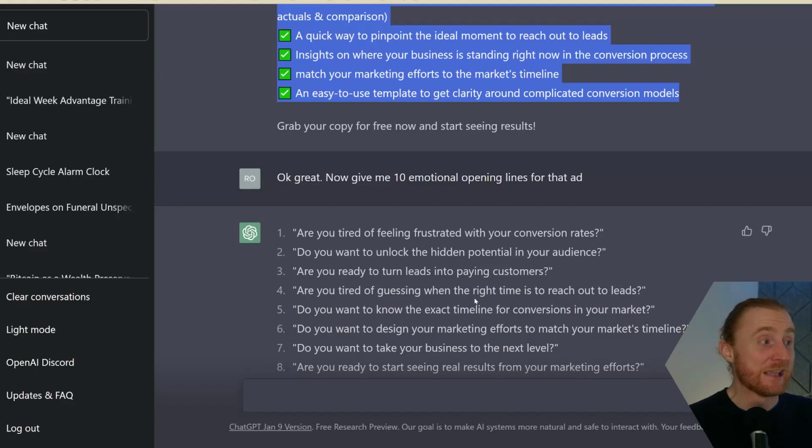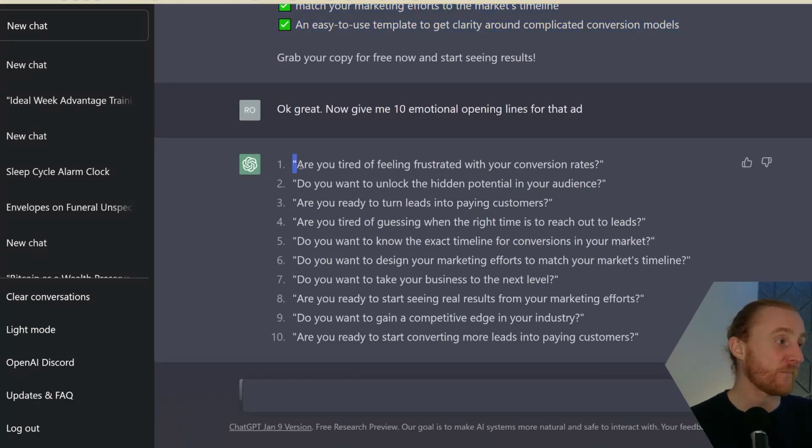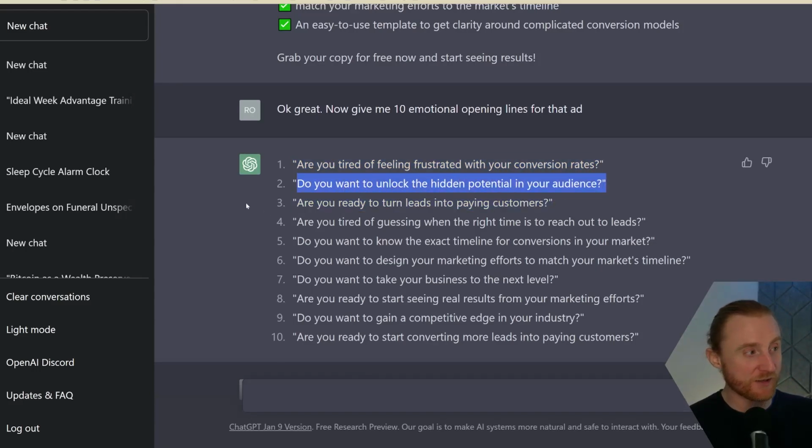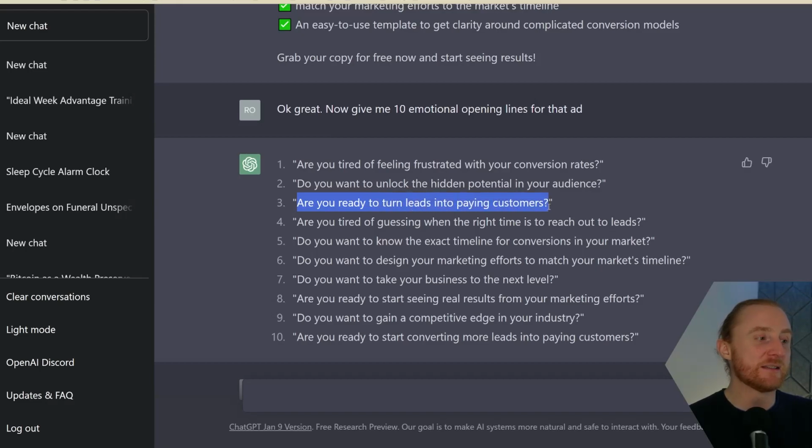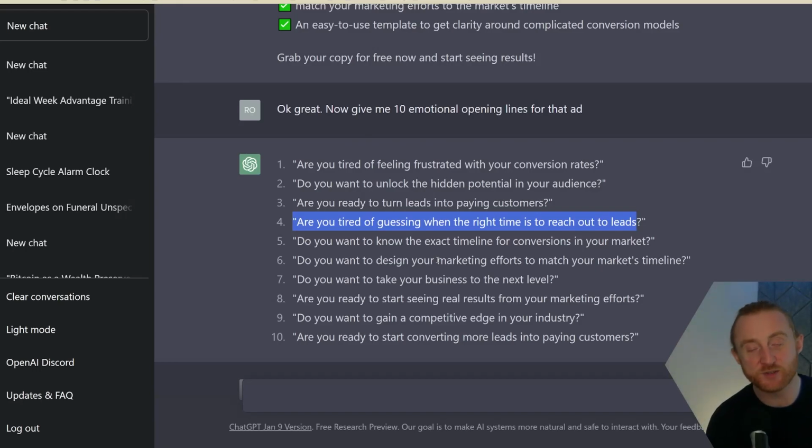I said, great. Can you give me 10 emotional opening lines for that ad? Are you tired of feeling frustrated with your conversion rates? Do you want to unlock the hidden potential in your audience? Are you ready to turn leads into paying customers? Are you tired of guessing when the right time is to reach out to leads? Do you want to know the exact timeline of conversions in your market, right?